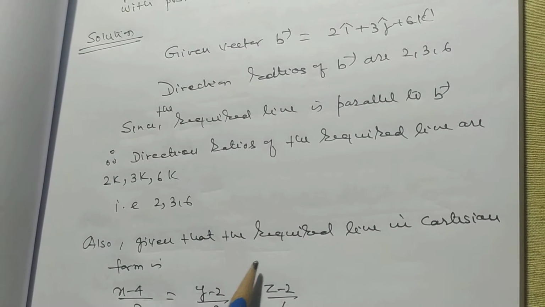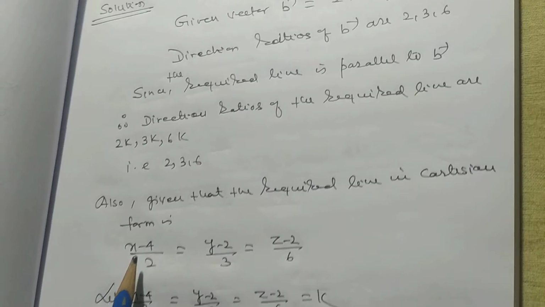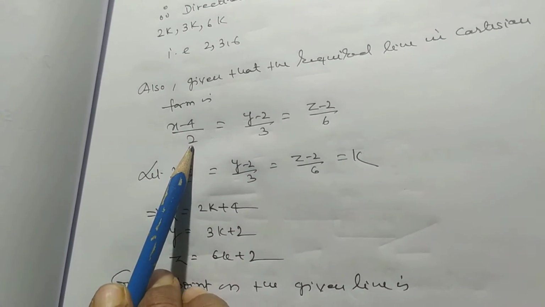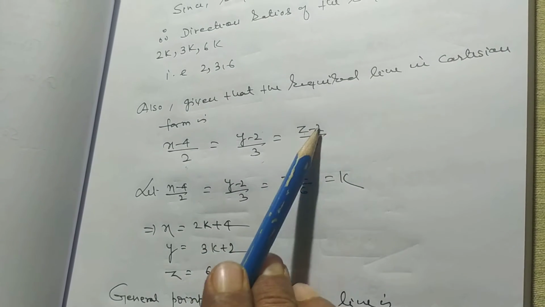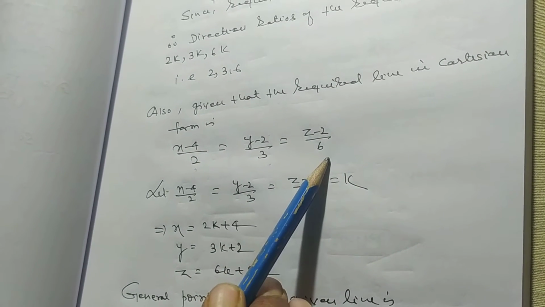Also, the required line in Cartesian form is (x minus 4) by 2, (y minus 2) by 3 and (z minus 2) by 6.